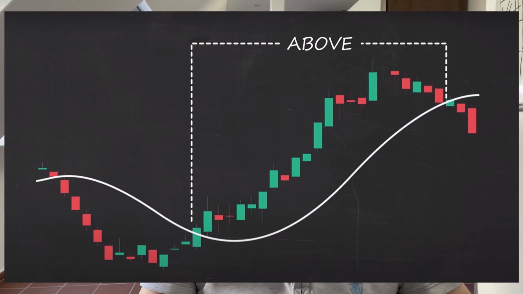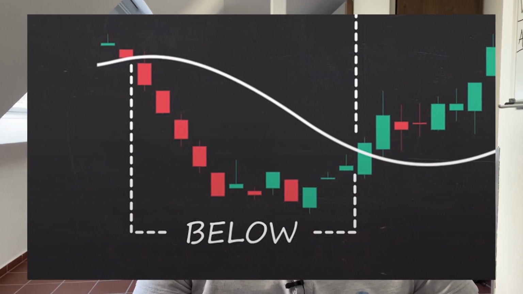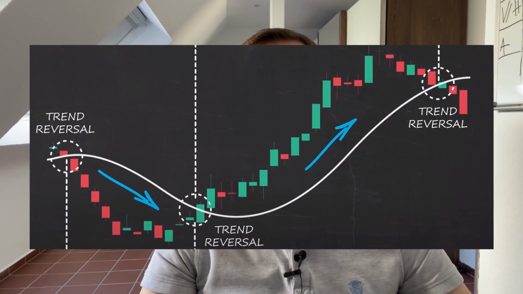When the price is above the moving average line, we consider the instrument to be in an uptrend. If the price is below the moving average line, we consider it to be in a downtrend. The breaking of the moving average line usually implies a trend reversal.